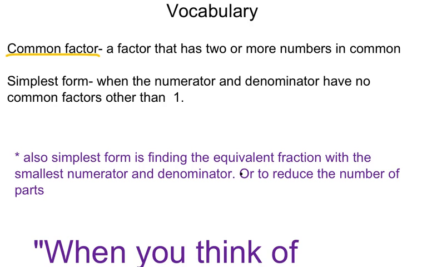Then we also have simplest form, which we're going to work with today, where the numerator and the denominator have no more common factors other than 1. And here's just a little note: simplest form is to find the equivalent fraction with the smallest numerator and denominator, or to reduce the number of parts or pieces.